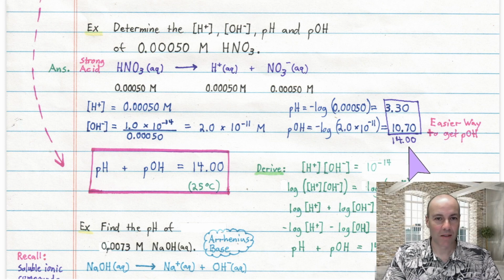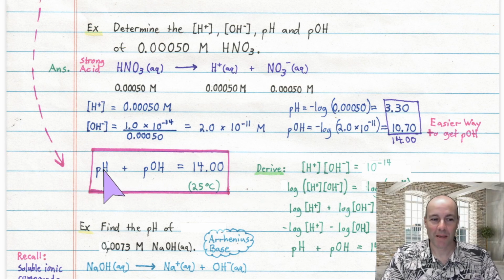That's not a coincidence just for this solution. In fact, that occurs in every aqueous solution at 25 Celsius. The pH plus the pOH will equal 14 at 25 Celsius.